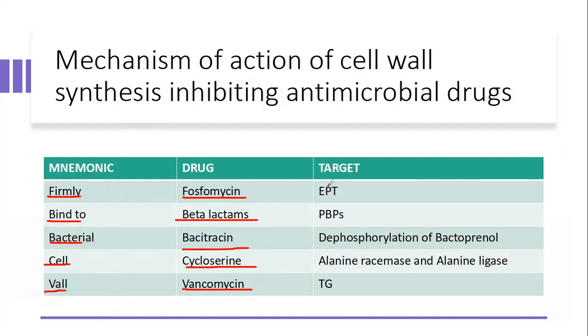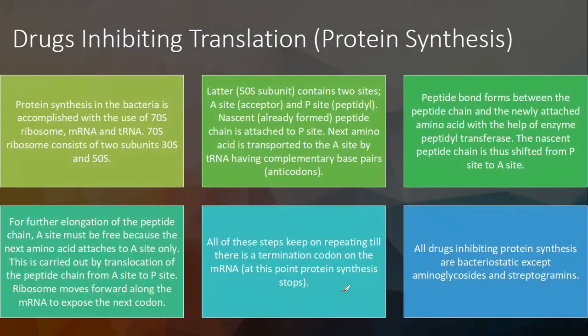Now, fosfomycin inhibits enolpyruvate transferase as its target. Beta-lactams target the penicillin binding proteins, the transpeptidase. Then bacitracin prevents the phosphorylation of bactoprenol, so they inhibit the bactoprenol. Cycloserine targets alanine racemase and alanine ligase. Vancomycin with other glycopeptides such as oritavancin, dalbavancin, teicoplanin, they inhibit the enzyme transglycosidase, and they prevent chain elongation. We are done. It was that easy for the cell wall.